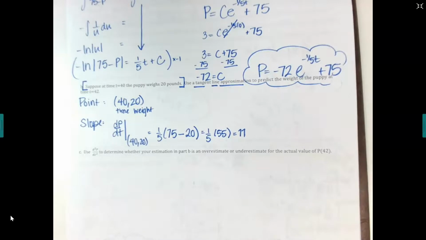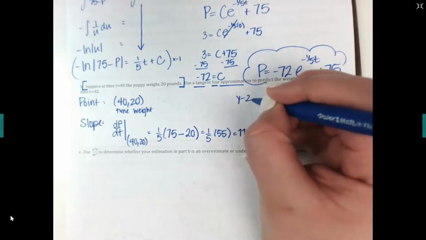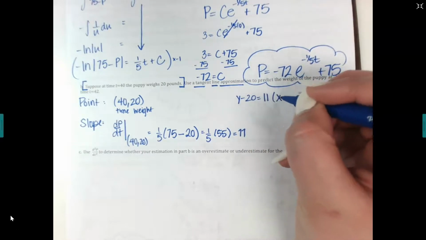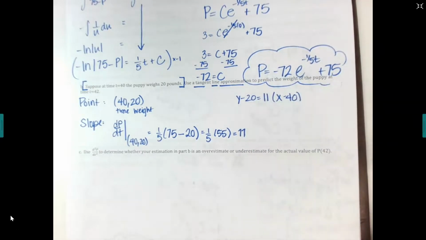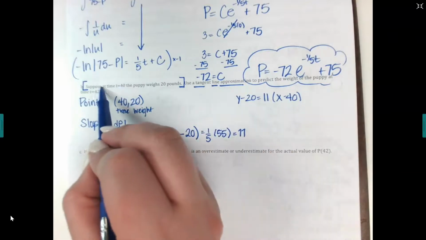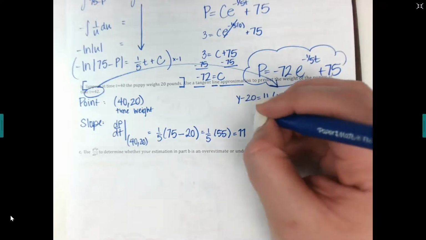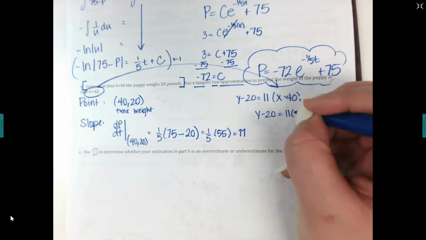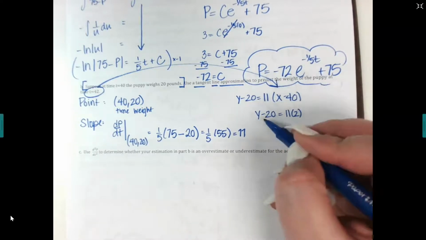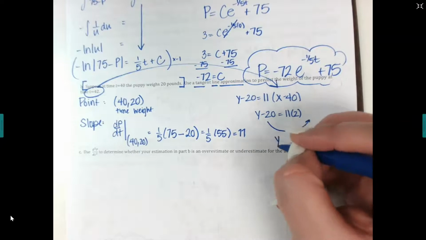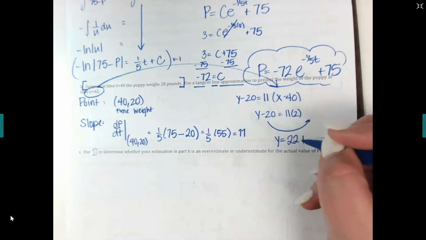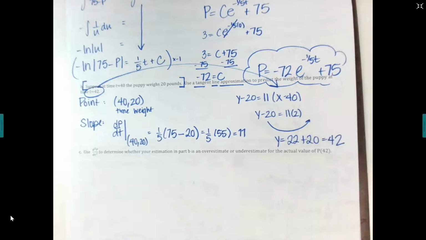And then I can write my equation of my tangent line from there. Y minus 20, 11 is my slope, x minus 40. And then normally they give you a decimal to plug in. What are they telling you to plug in this time? 42. What's 42 minus 40? 2. So I have y minus 20 equals 11 times 2. What do I do with the minus 20? Add it across, so y equals 11 times 2 is 22, plus 20 more, which is 42. So at time 42, the puppy would weigh about 42 pounds using that model.